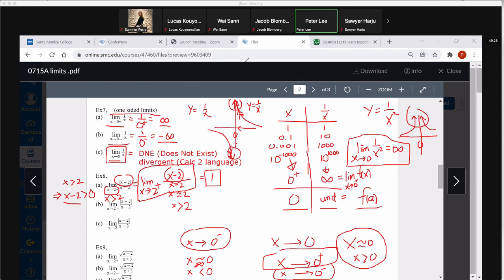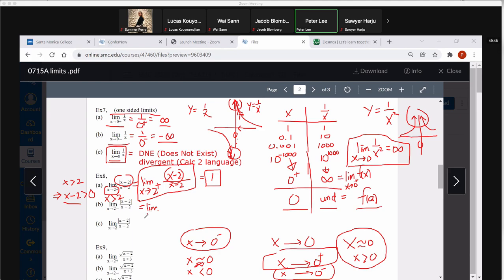Now let me erase this. Eraser. Let me erase this forward. Now how about example 8 part B? What is part B? Part B is this, the limit.